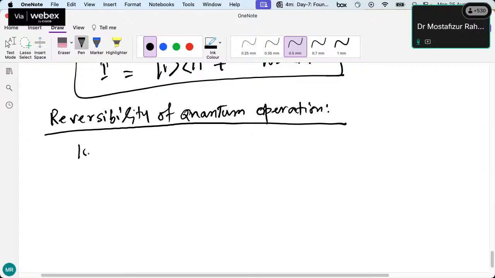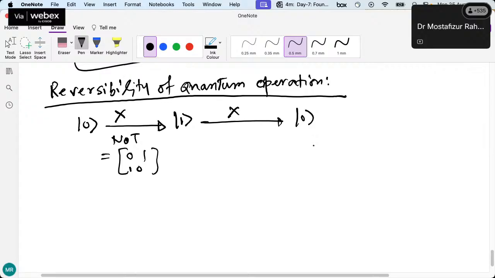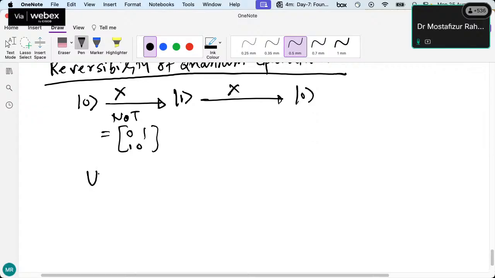So let's start with a state 0, suppose, and I apply some quantum operator and I want to get state 1, right? Suppose I apply an X gate, Pauli X, the NOT gate in quantum, which is basically the matrix 0, 1, 1, 0. I get 1. If I apply the same gate X on top of it, I should get back 0, as for all quantum logic. Any quantum operator U is a unitary matrix, and this comes directly from the Schrodinger equation also, e to the power minus iHt, where H is a Hamiltonian matrix.